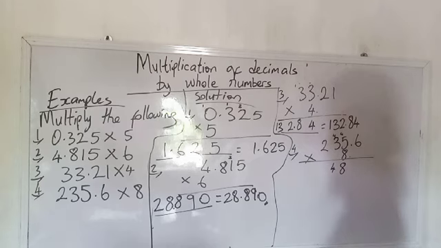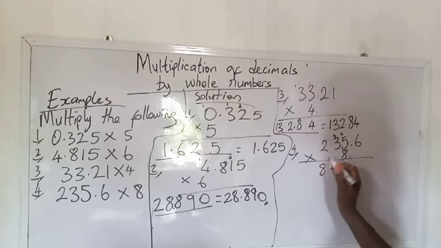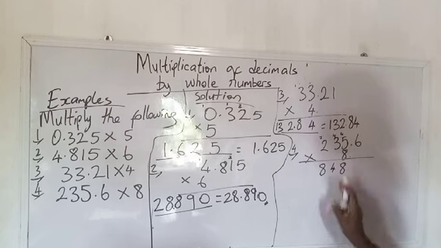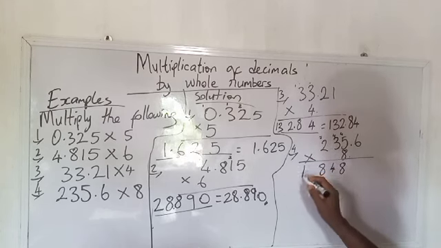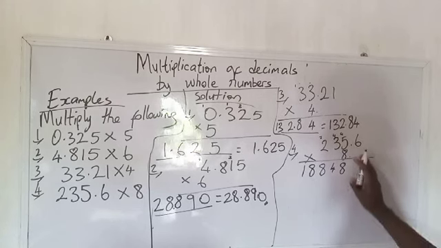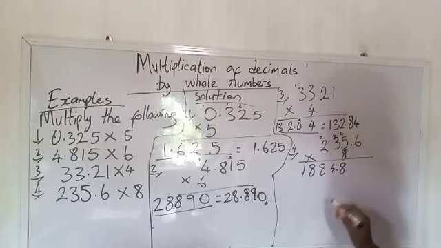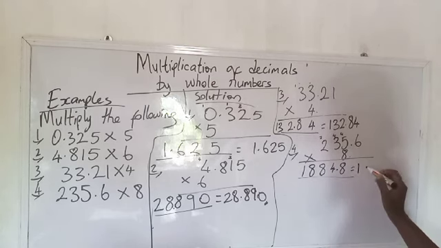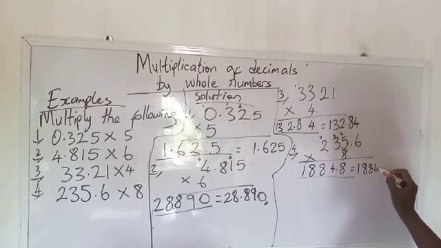8 times 3 is what? 24. 24 plus 4, 28. Put down 8, I carry 2. 8 times 2 is what? 16. 16 plus 2, 18. Now, how many decimal places do we have here? We have just one. Okay, so my answer becomes 1884.8.